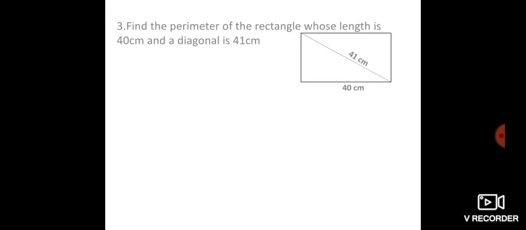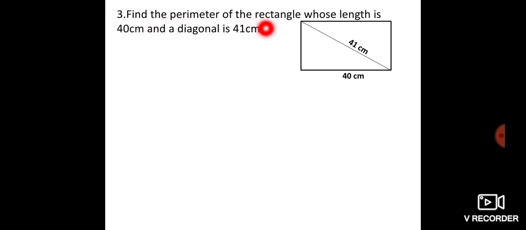Then third question. Find the perimeter of the rectangle whose length is 40 centimeter and a diagonal is 41 centimeter. Here you can see a rectangle, length is 40, and a diagonal, this is the diagonal. A rectangle has two diagonals, one in this direction, second one in the opposite direction. One diagonal is 41 centimeter.